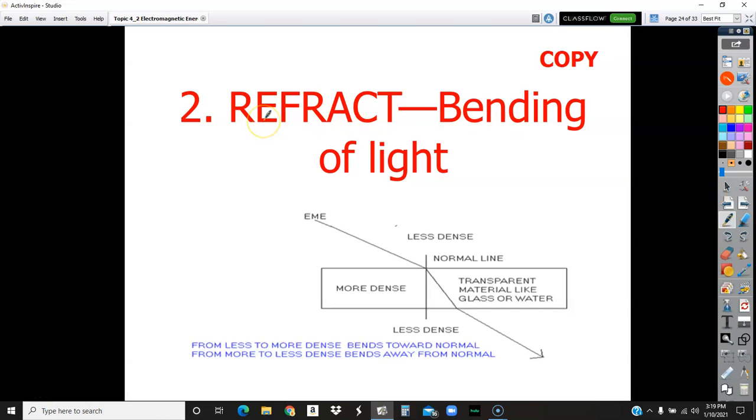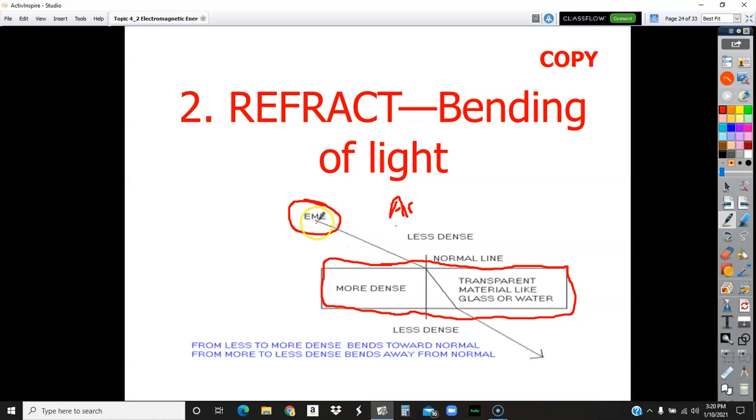Refract. So be careful. Reflect means to bounce. Refract means to bend. And so what happens here is you have your source of light coming in. Let's say this is sunlight. And then here, this rectangle is supposed to represent a glass or even water. And so when you compare, the sunlight's coming through the air, right? Up here would be air. Air is less dense than water, or air is less dense than glass.